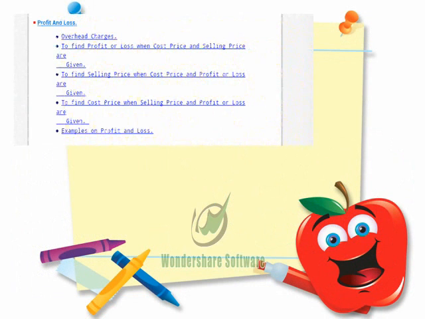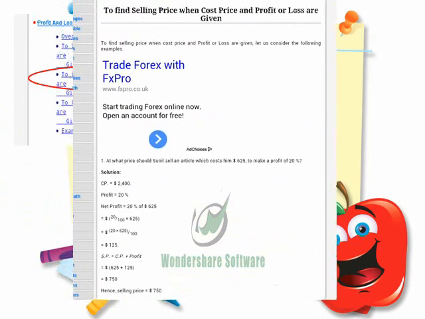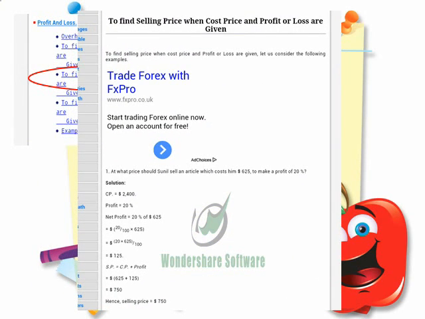So here is the screenshot for the instruction on page 3 for the first part, where the students are asked to click on the link to find selling price when cost price and profit or loss are given. So here is the screenshot. So the students will be asked to read and understand the solutions on each of the examples in order to find selling price when cost price and profit or loss are given.